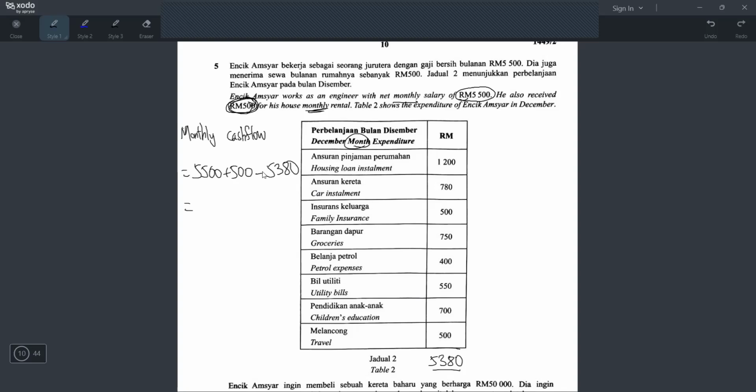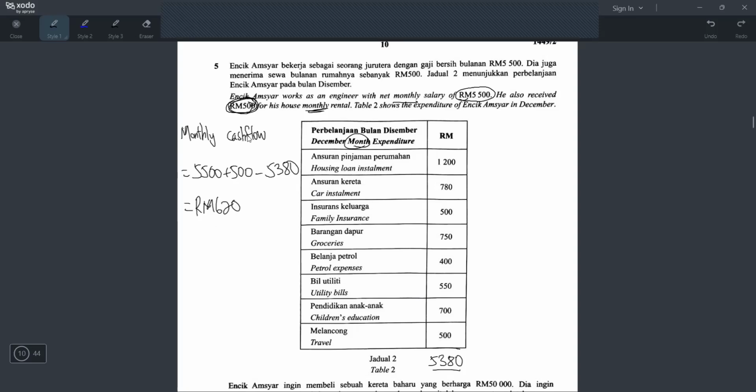Okay, I think I did something wrong here. I'm not sure. Let's press one more time. 1200 plus 780 plus 500 plus 750 plus 400. Okay, 5500 plus 500 minus. Okay, yeah, I get 620. So RM 620 is the monthly cash flow.